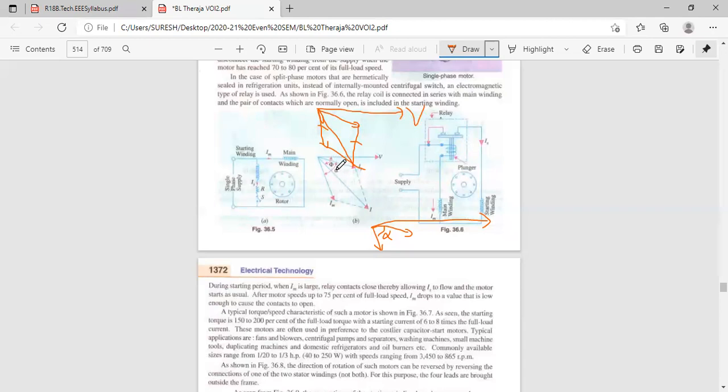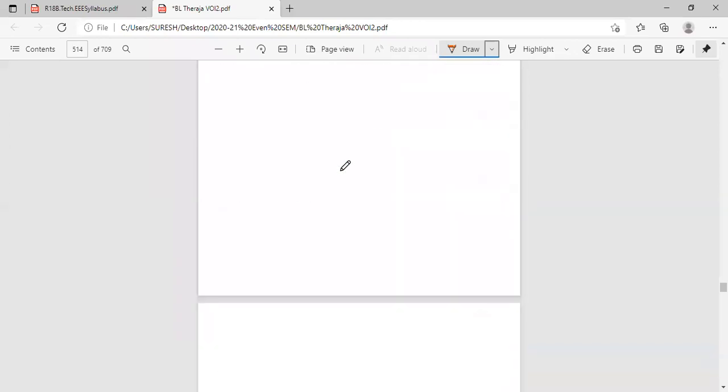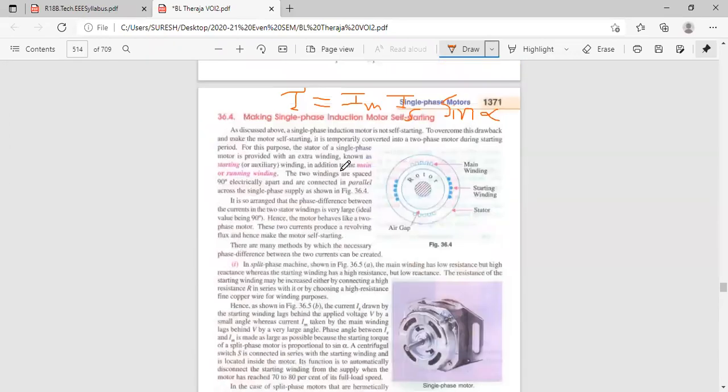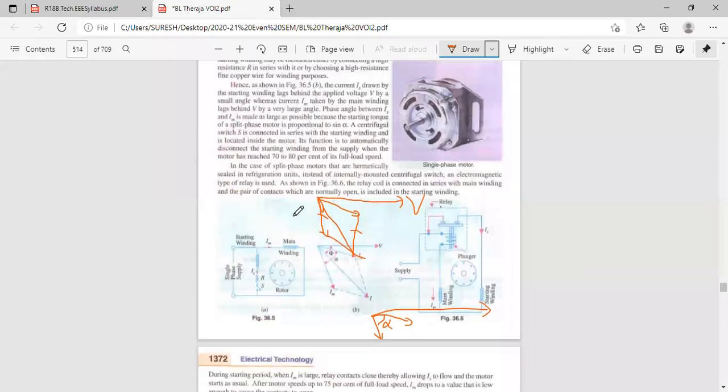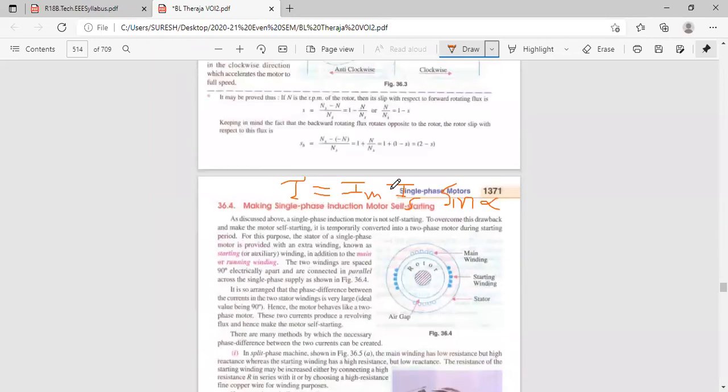This alpha is used for creating the torque. I have written the torque equation here. Alpha is the angle in between IM and IS, but phi is the angle in between total voltage and total current, in between V and I. So all these things are not that important. The important thing is how to create the torque in the rotor.